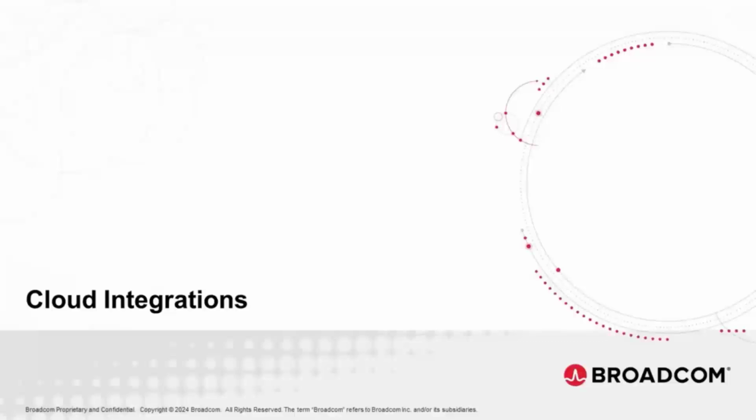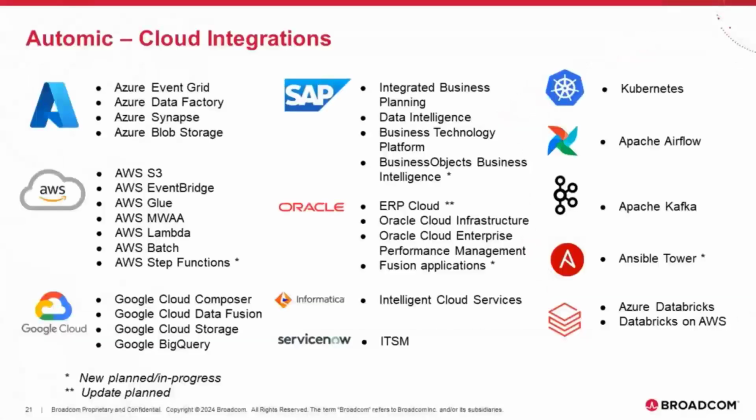Cloud integrations. Broadcom has made significant investments in the continuous delivery of cloud integrations. Fundamental to Automic's hybrid cloud orchestration capabilities, these integrations cover common cloud use cases around data, storage, and analytic services, event streaming services, cloud ERP from SAP and Oracle, as well as container orchestration, cloud-native automation platforms, and more. Remember, all Automic customers are entitled to these integrations.